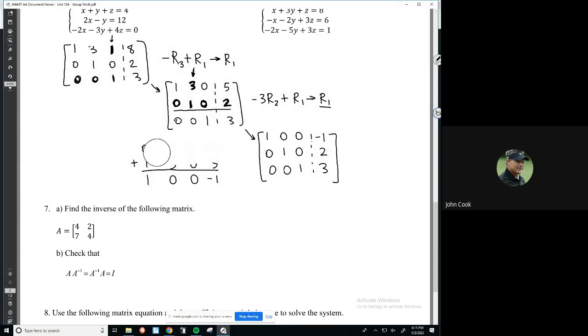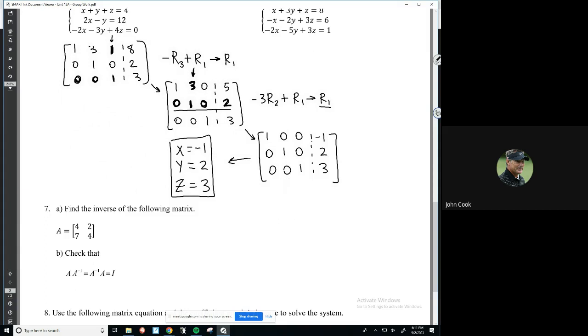Now here's how everything is looking so far. If I retranslate this into equations, the top equation is x is equal to -1. The second row is y is equal to 2. And the third row is z is equal to 3. This is my solution. Once I get it down into this form, where it's all ones and zeros, called an identity matrix, that means I've completed my Gauss-Jordan elimination.